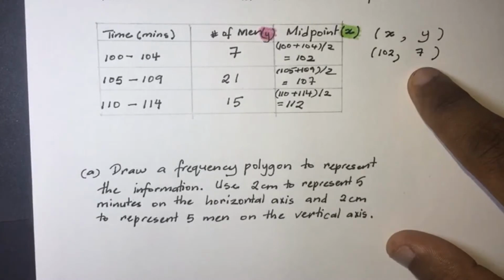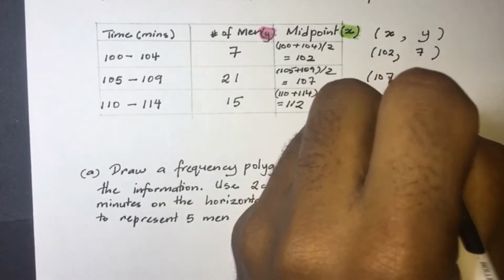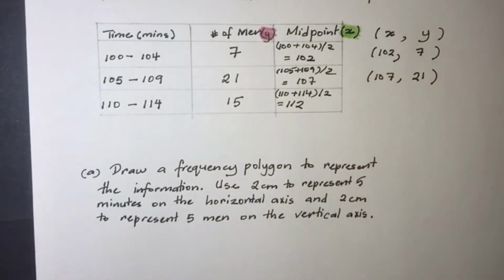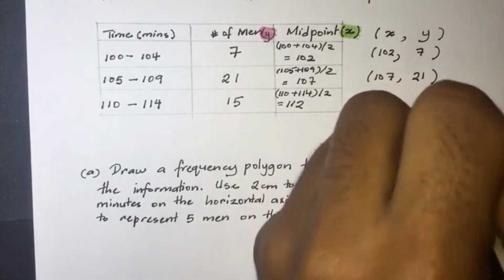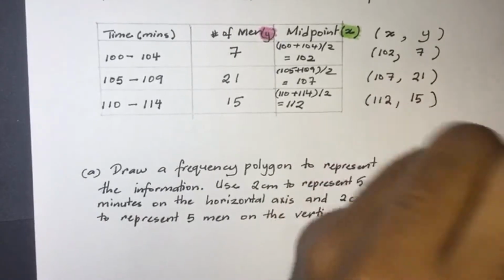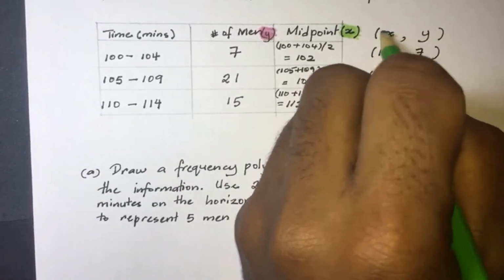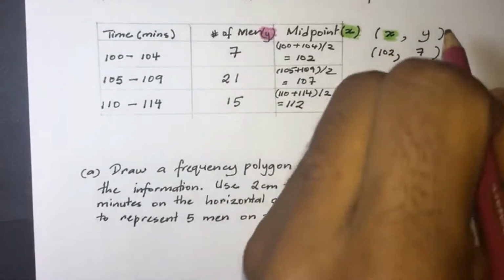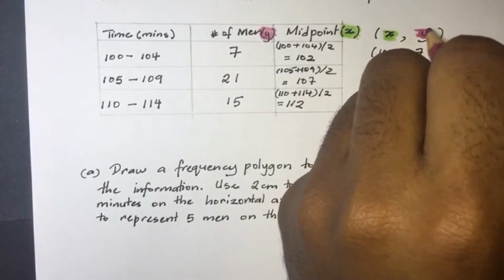Afterwards, I will have 107 along with 21. Can you guess what the last one would be? It would be 112 with 15. So remember now, all my x values are my midpoints and they're on the horizontal axis. All my y values are my frequencies and they're on the vertical axis.